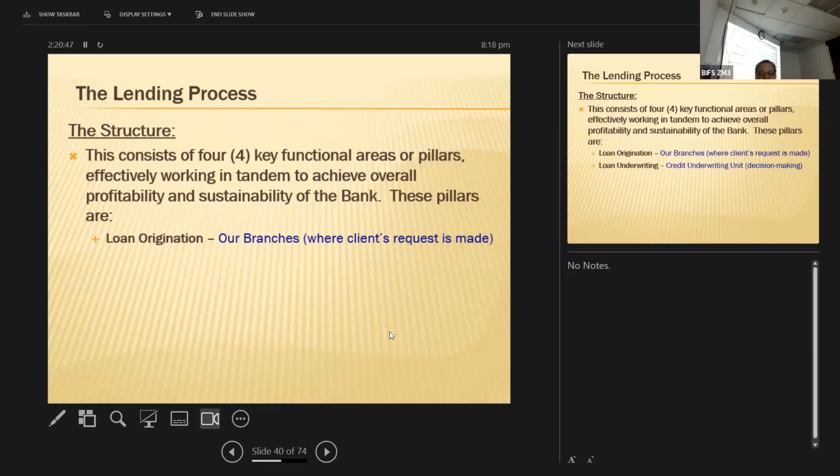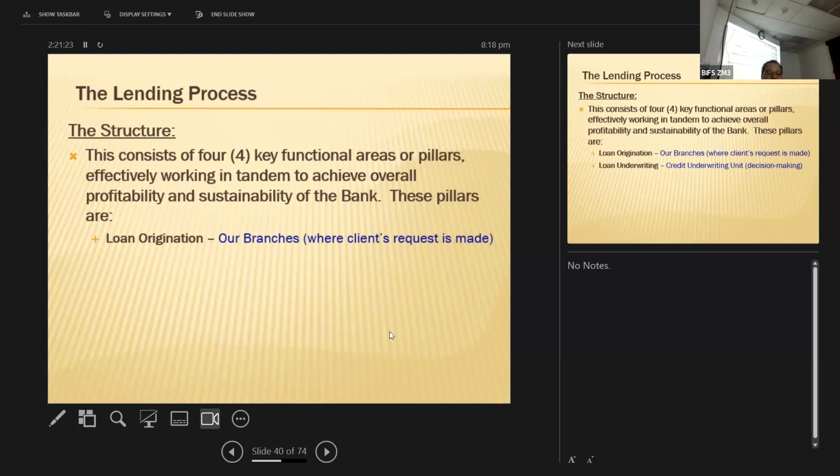So if you could, you would want to have it where you could determine, from the origination point of view, who is doing the good loans, who's doing the bad loans, who may need some retraining, et cetera, or even who may need dismissal. Okay. So the loan origination is our branches. That's where the client's request is made.